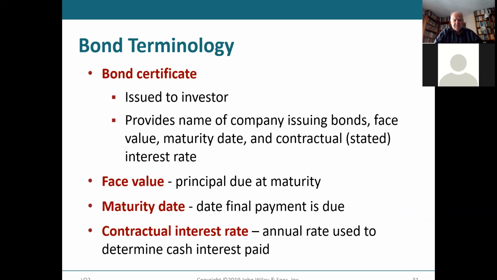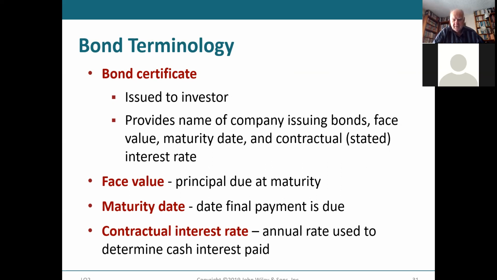Know the different terms. Bond certificate. In the old days, you used to get something like a stock certificate, and it showed the name of the company issuing the bonds, the face value, maturity date. Face value is the principal due at maturity. Face value, that's the $100,000. That's the number with the bunch of zeros in it. No bonds are ever issued other than in increments of thousands or tens of thousands, okay?